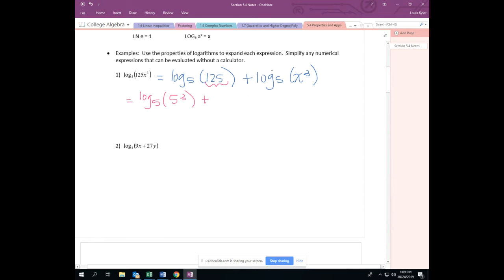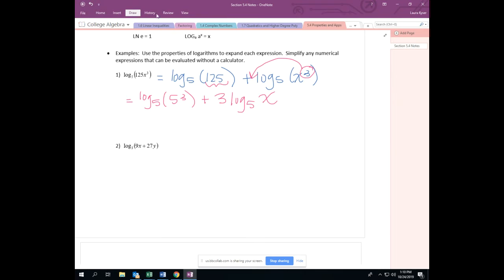Plus, on the other side, we have a log of an exponential expression. So we're going to take this exponent and drop it down to the front like a coefficient because that's what the rule says. Any exponents can come down to the front as the coefficient. So we're going to look at 3 log base 5 of x.